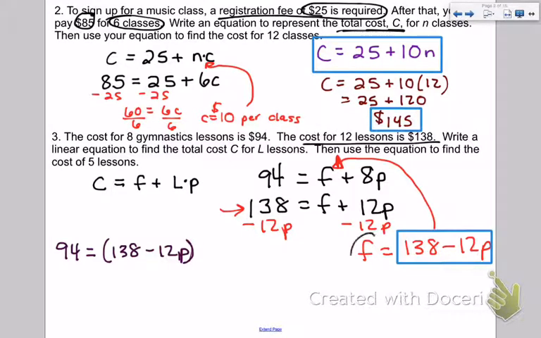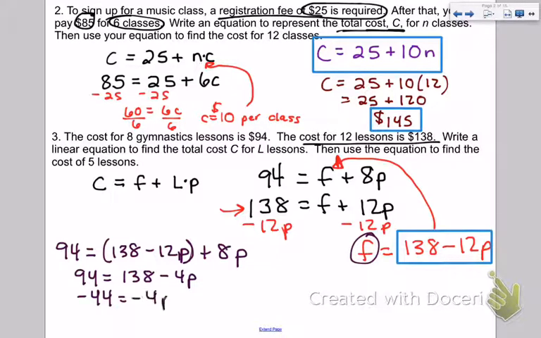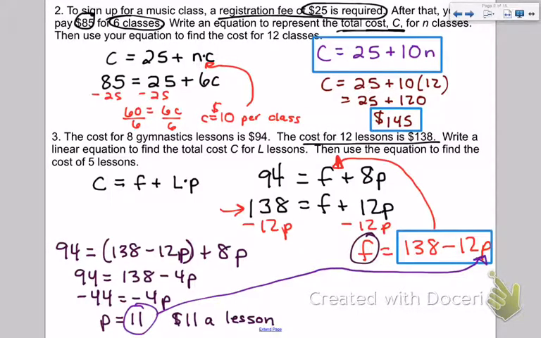So again, all I did was plug that in for f because they were equal. And then I have to add 8p to that. So when I subtract, equals 138 minus 4p. And then I get negative 44 equals negative 4p. So when I get that, I get p is equal to 11. So remember that's $11 a class, or $11 a lesson. We still need to figure out what f is equal to. So what we do with that is we take that 11 and we're going to plug it in for p. So f is equal to 138 minus 12 times 11. And that's going to give us 6. So the registration fee is 6. So our final equation is C equals 6 plus 11 times the number of lessons.